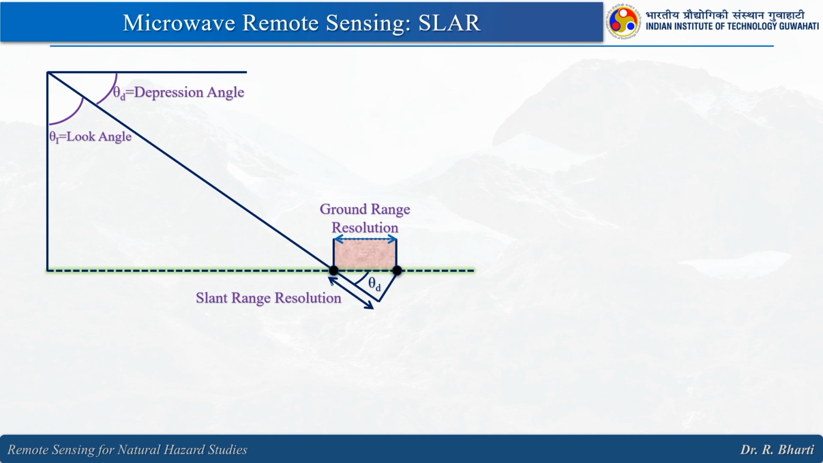Now, you see this particular image where the object is here. In this case we have considered a bigger object, and here is your sensor, which is illuminating this particular target with this beam. This is your depression angle, this is your look angle. If you draw a vertical line here, that will be your incident angle.